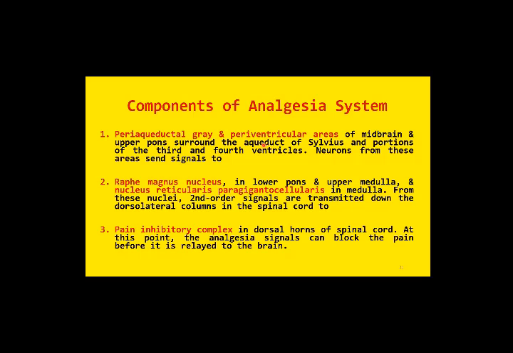The periaqueductal gray region and the periventricular areas of the midbrain and upper pons. In the lower pons and medulla, we have the Raphe Magnus nucleus and the nucleus reticularis paragigantocellularis. And then if we come down towards the spinal cord, inside the dorsal horn, we have the pain inhibitory complex. All these components are responsible for the release of enkephalin and serotonin, and the purpose is to suppress the pain, and these areas are collectively classified as the analgesia system of the brain and spinal cord.